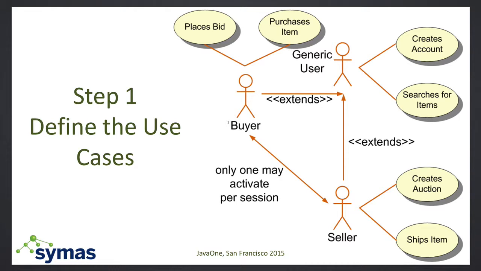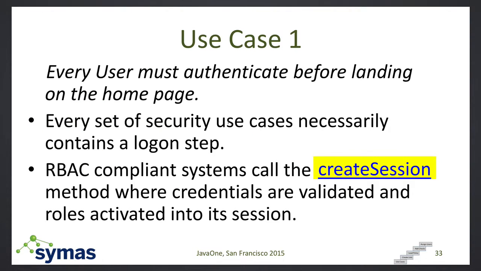So we're just going to have this simple sort of auction website where we have buyers and sellers, and they do things like place bids and purchase items and ship items and things such as that. And as we jump into these use cases, we're going to say use case 1, every user must authenticate before landing on the home page. This is, of course, the first use case for any set of security use cases. You always have an authentication step.